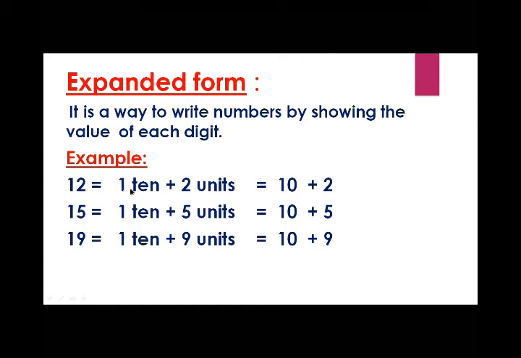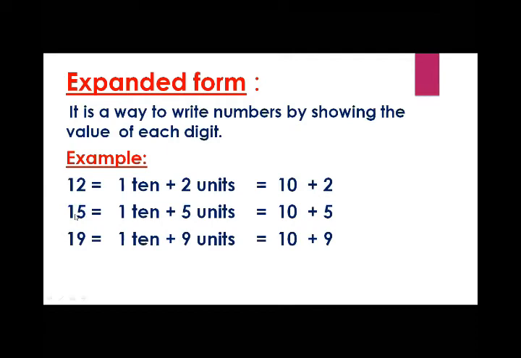Okay, 1 ten means 10. So we can write this as 10. 1 ten means 10, so we can write 10 in a number. And 2 units, 2 single, so it makes again the 12. So we can write it both ways: 1 ten plus 2 units, or 10 plus 2. This is called an expanded form.